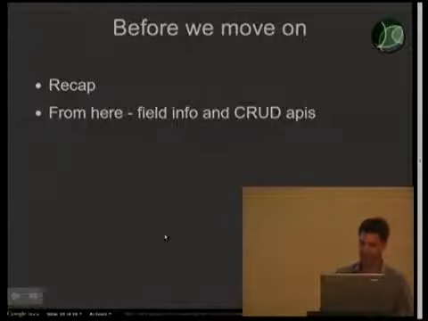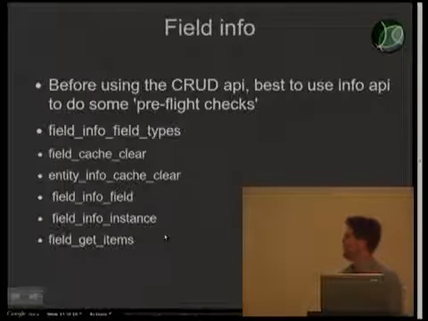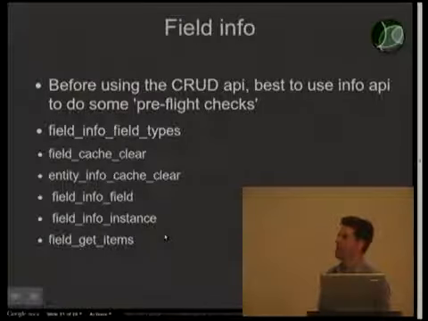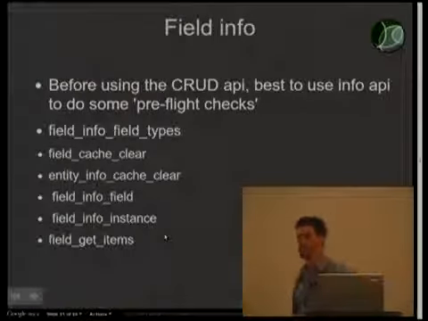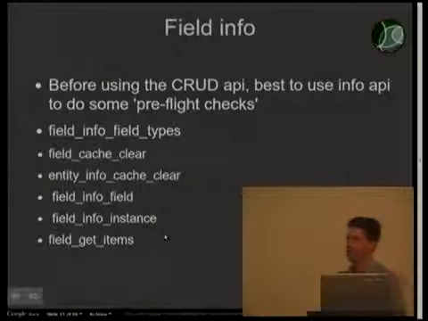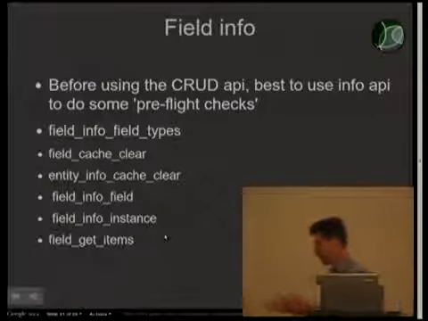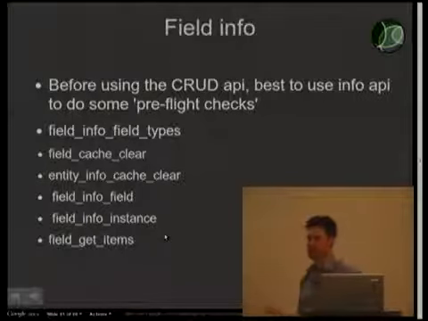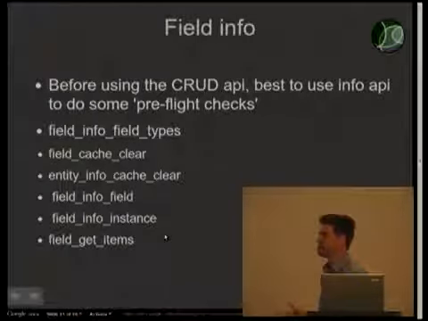So from here, we're going to go into the field info and the CRUD APIs. The field info is part of the field API, but it's more of an informational element of it. So it's how you query Drupal: tell me what field types there are, what fields are defined, what instances are there, what widgets can I use.